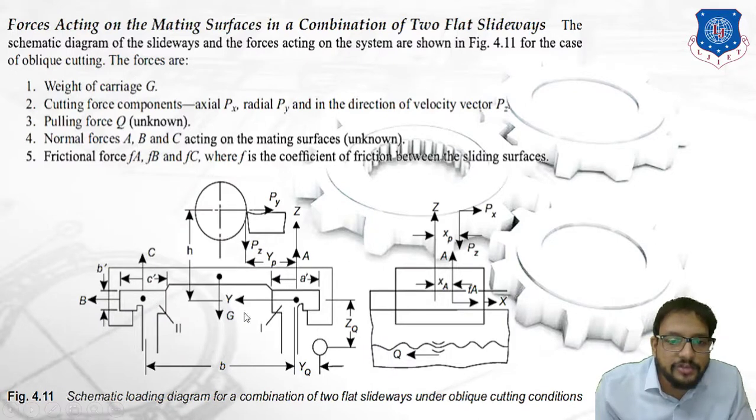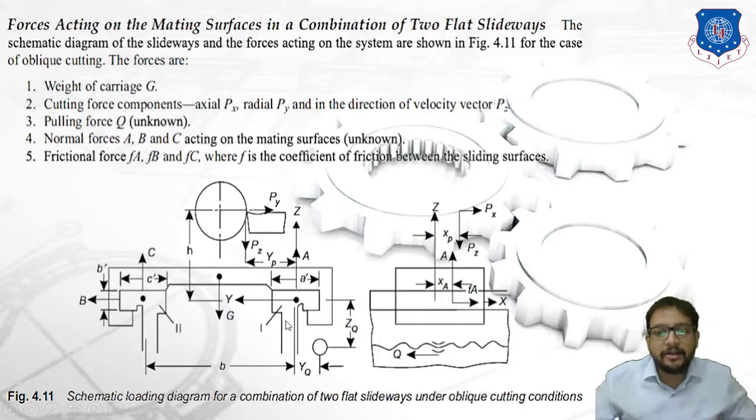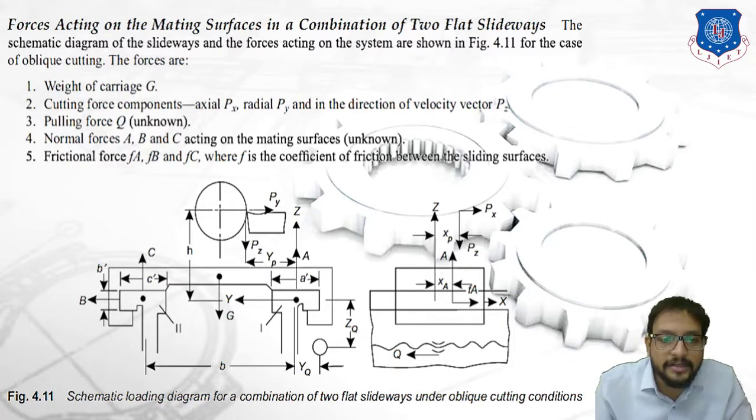Okay, so this is the first combination of two flat slideways, this is the second combination of two flat slideways, and each combination represents the rail. You know the two rails were there on a lathe bed. So over here it is written 1 and over here it is written 2.